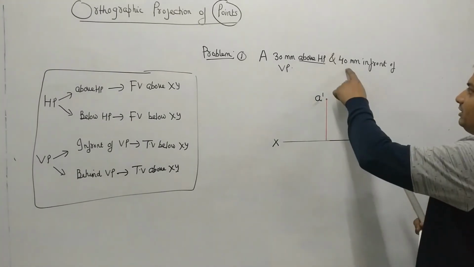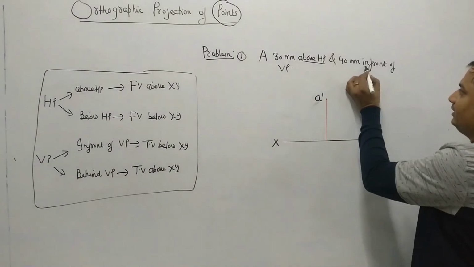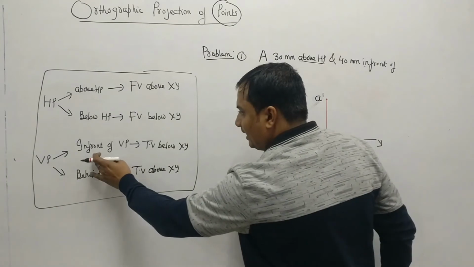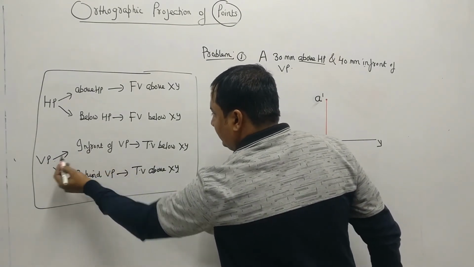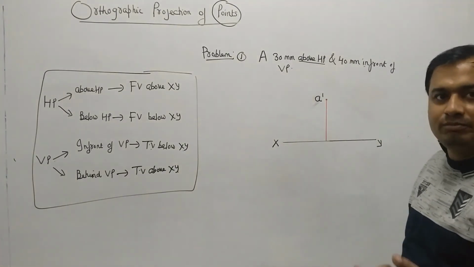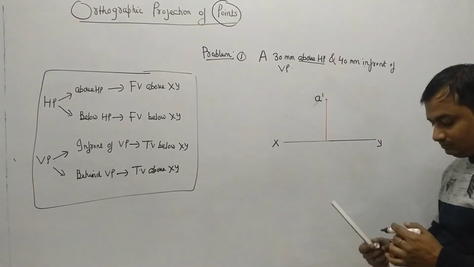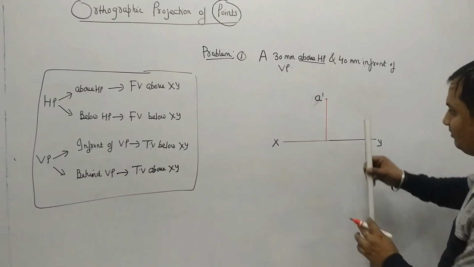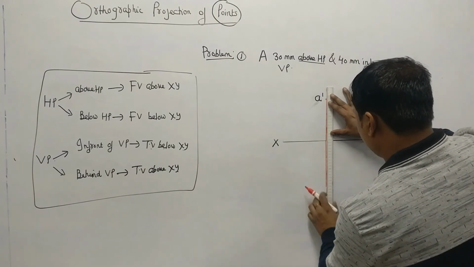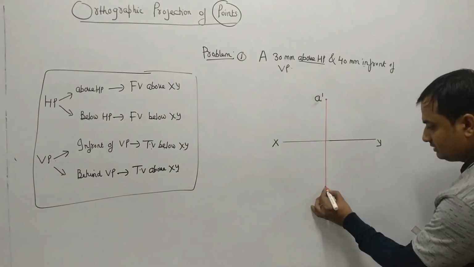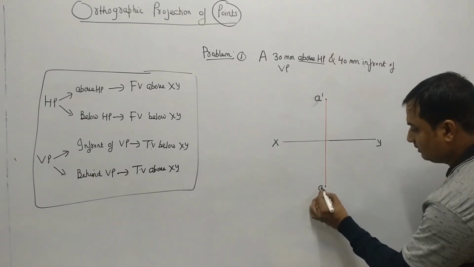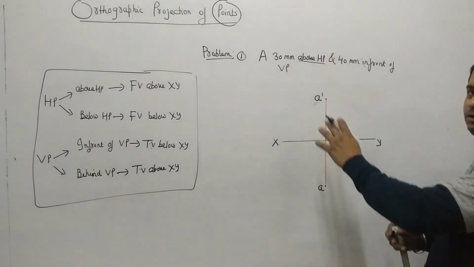Now coming back to the problem, it is written here in front of VP. So with respect to VP, it is in front. In front of VP means top view should be below XY. How much below? 40 mm below. On the same projector line from the XY, we will be moving 40 below XY. This is the point you will be getting the top view. The name of this point will be A. So this is the solution of this problem.